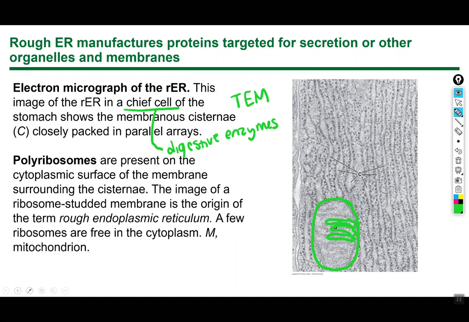So polyribosomes are what you're seeing. Those are those electron-dense regions, and those are just groups of ribosomes that participate in translating proteins. So it's really cool and interesting that you can see all of that stuff right in this TEM. So the RER manufactures proteins that are supposed to be secreted, or ones that are destined for other organelles and membranes.